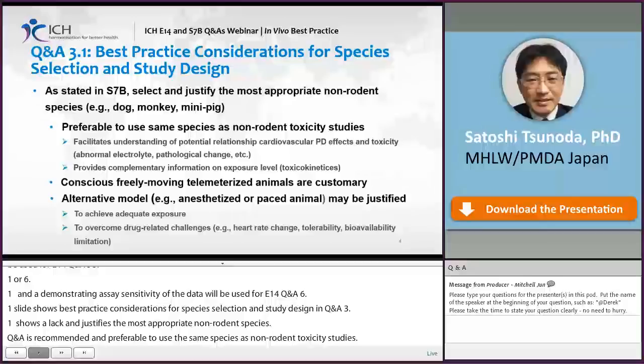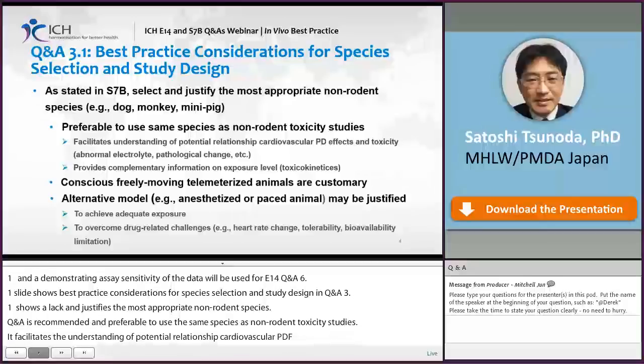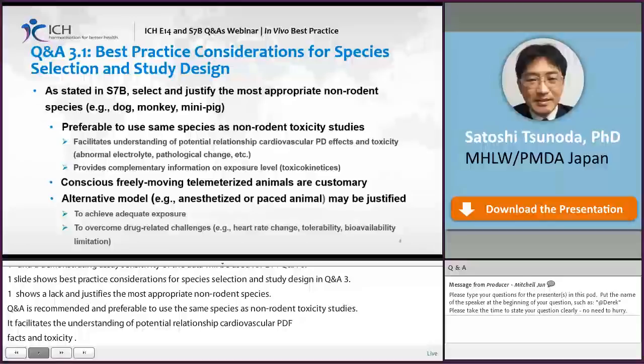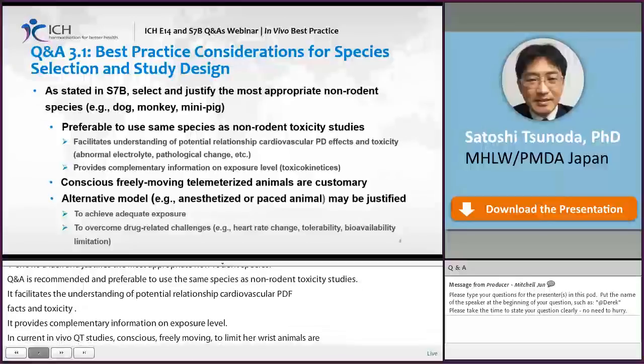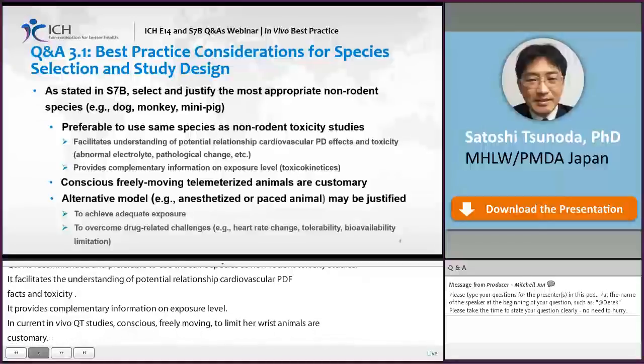In current in vivo QT studies, conscious, freely moving telemetrized animals are customarily used. In addition, an alternative model may be justified to achieve adequate exposure, to overcome drug-related changes, that is, heart rate change, tolerability, and bioavailability limitations.